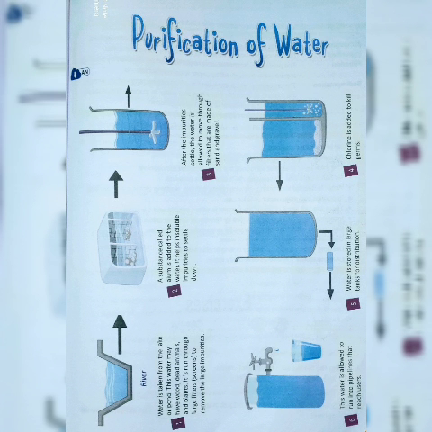In the third stage, after the impurities settle, the remaining water is allowed to move through filters that are made of sand and gravel. In the fourth stage, chlorine is added to kill germs.